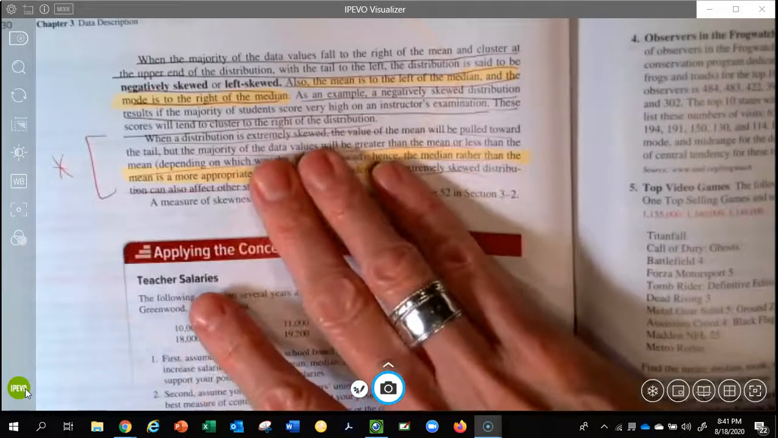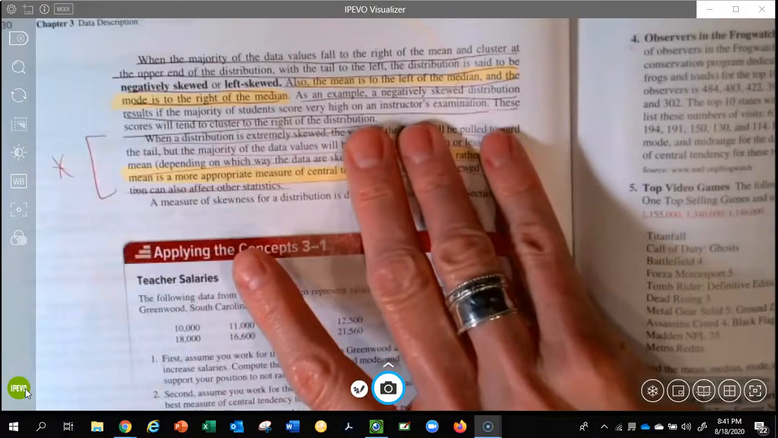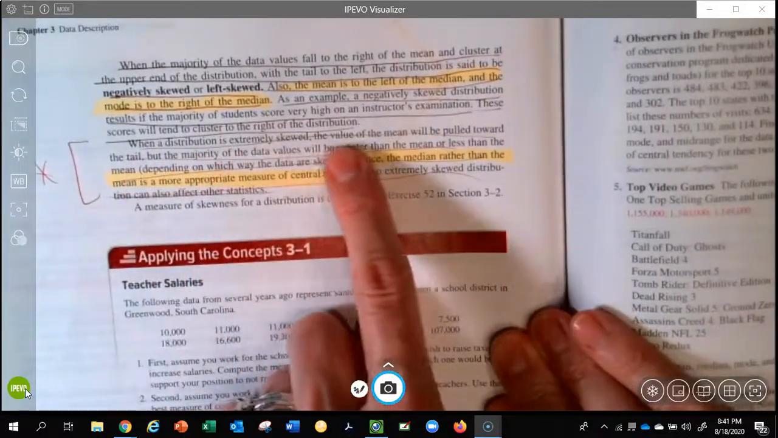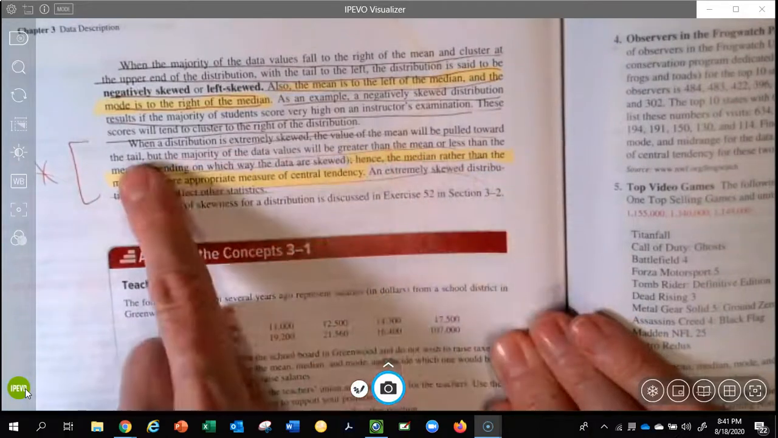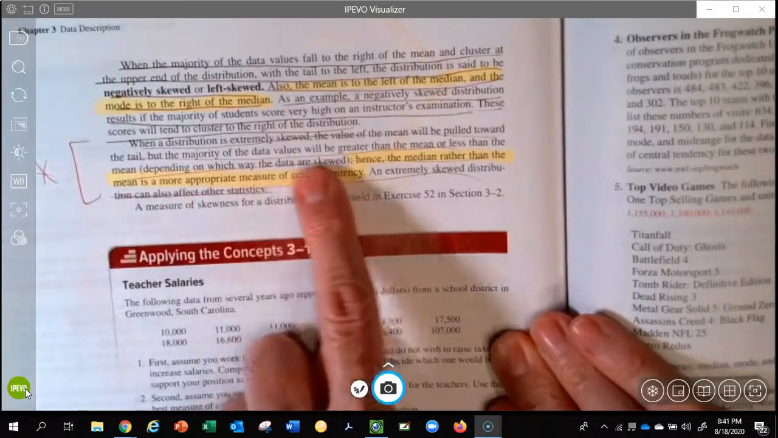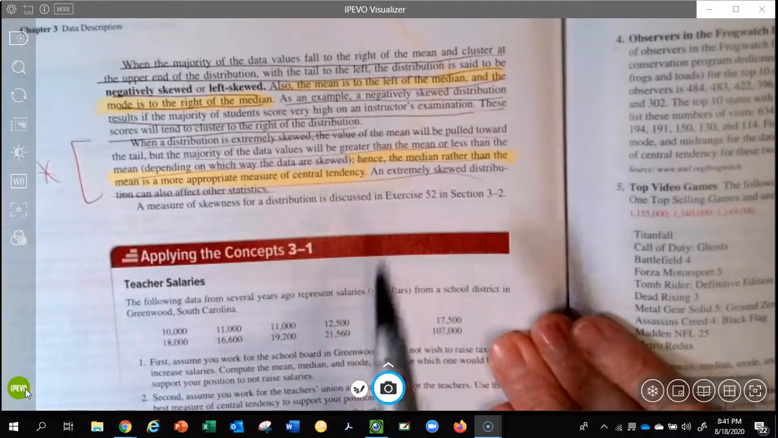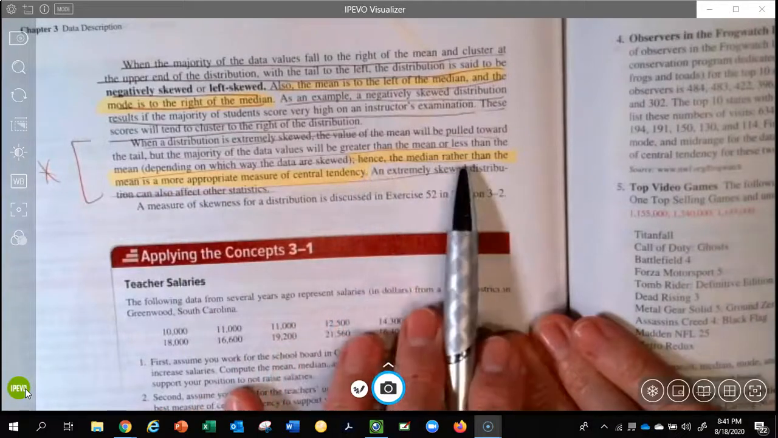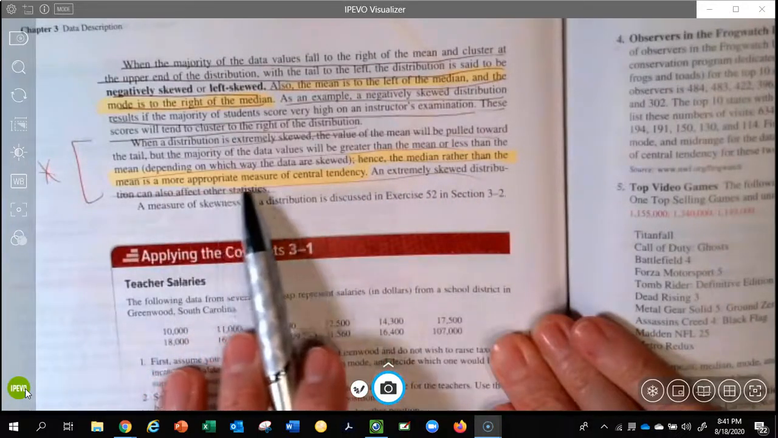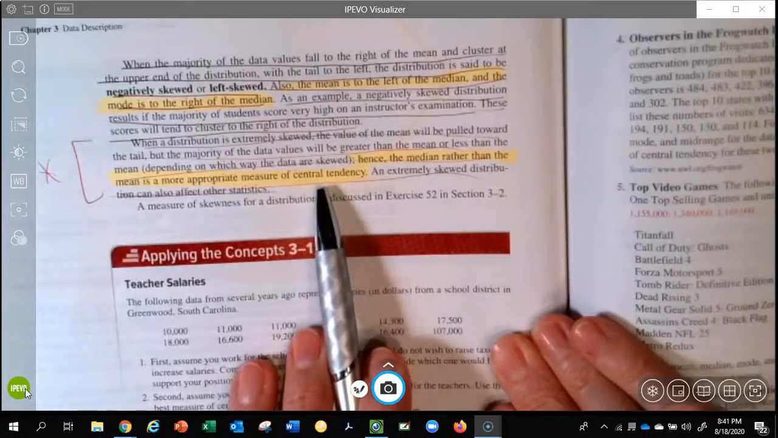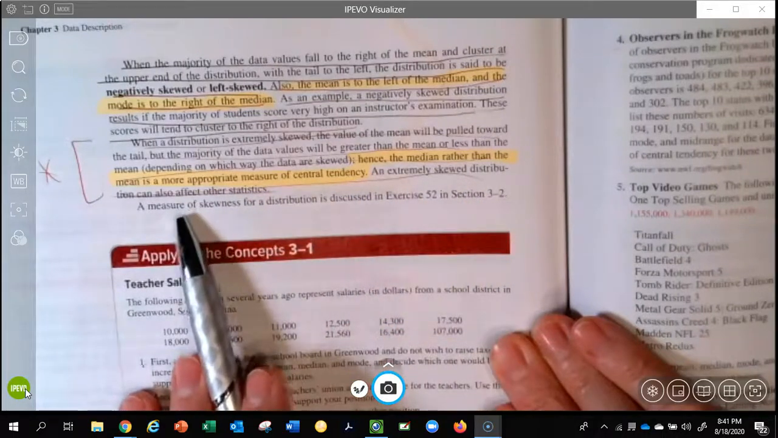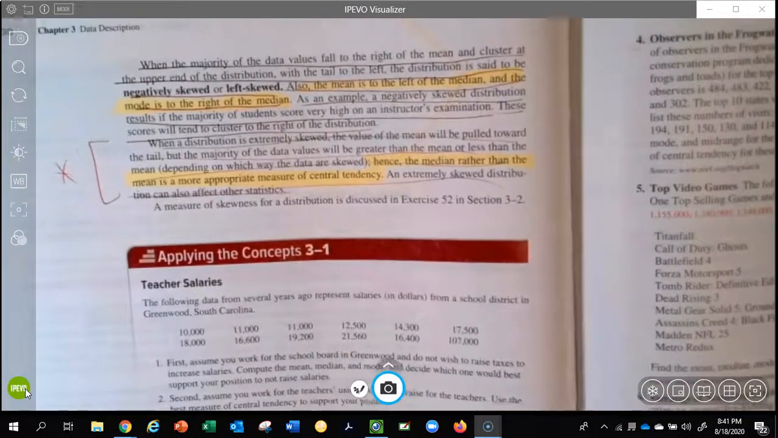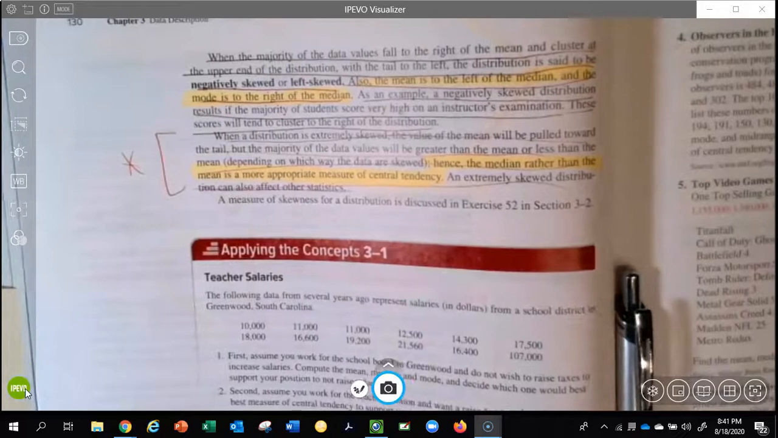And it gives negatively skewed, like if everybody scored well on the instructor's examination. When a distribution is extremely skewed, the value of the mean will be pulled toward the tail, but the majority of the data values would be greater than the mean or less than the mean, depending on which way the data are skewed. Hence, the median, rather than the mean, is a more appropriate measure of central tendency. An extremely skewed distribution can also affect other statistics, and we'll be talking about that more throughout our course, but this concludes section 3-1.